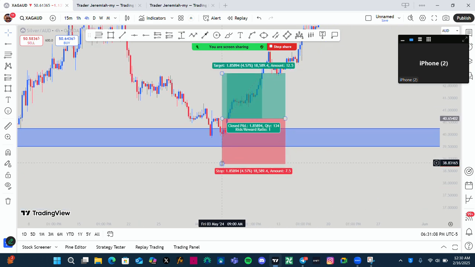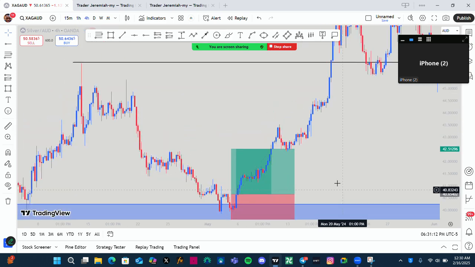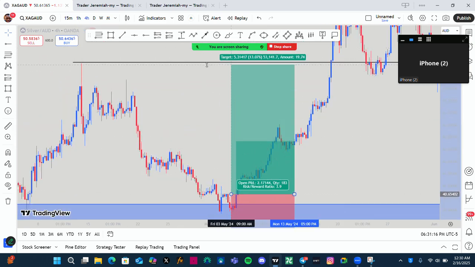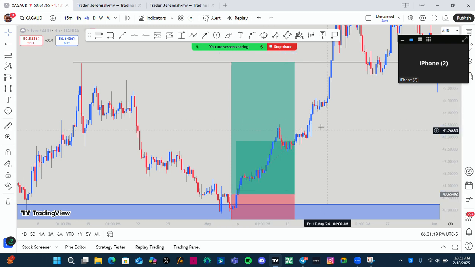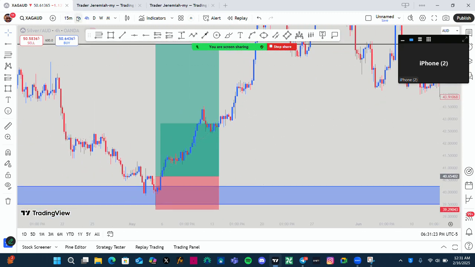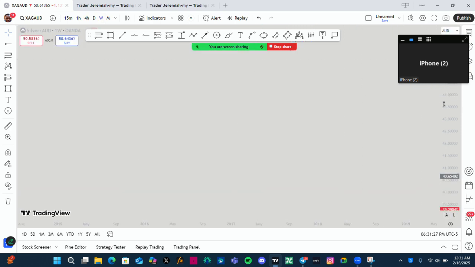And my stop loss will go, my stop loss will be like this, and take profit at this area. So that's how the trade would be using Fibonacci. Let me set another example on that.